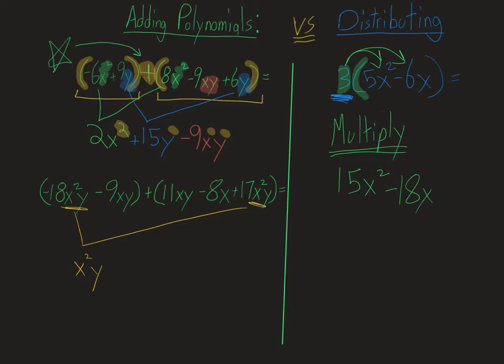Negative 18, 17, negative 1. I'm just going to put negative x squared y's. Now I'll look for xy's. There's some matching xy's. 11 minus 9 is 2. Positive 2 on my xy's.